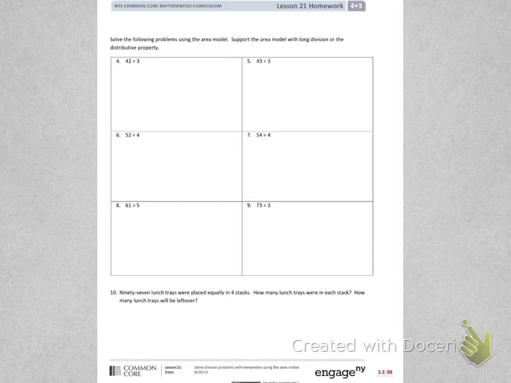Grade 4, Module 3, Lesson 21 homework. Solve the following problems using the area model. Support the area model with long division or the distributive property.